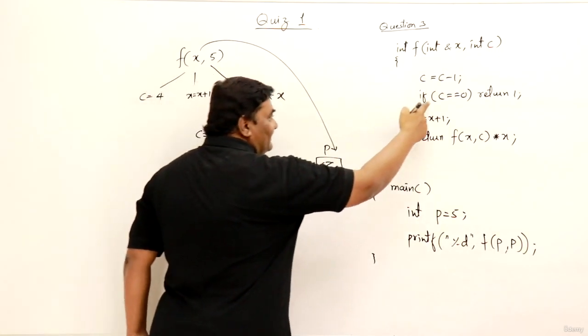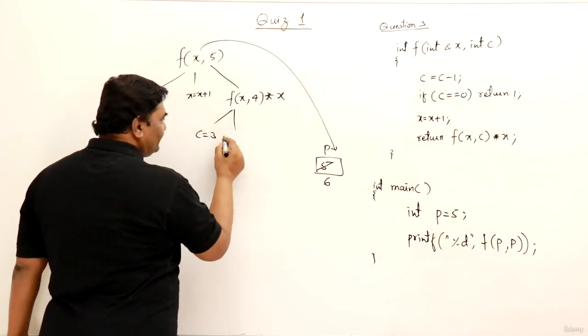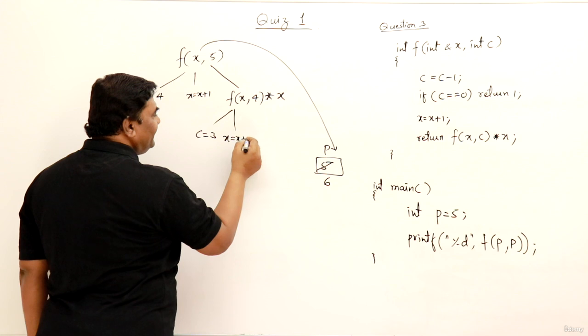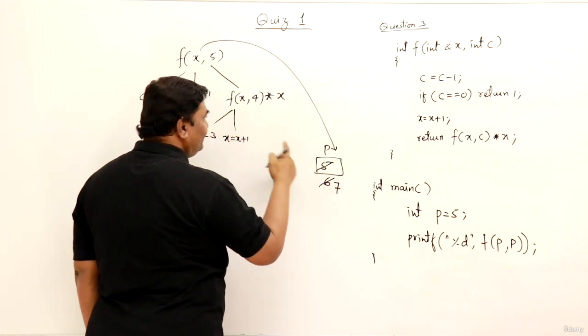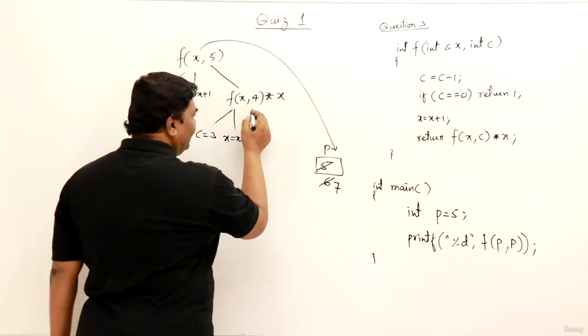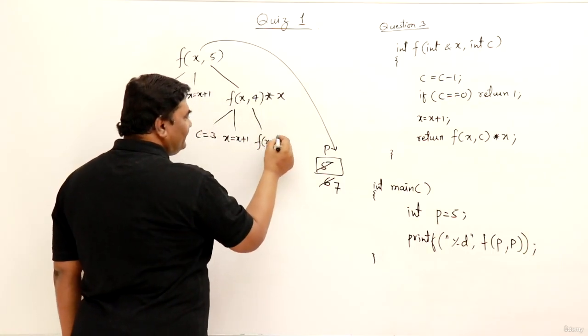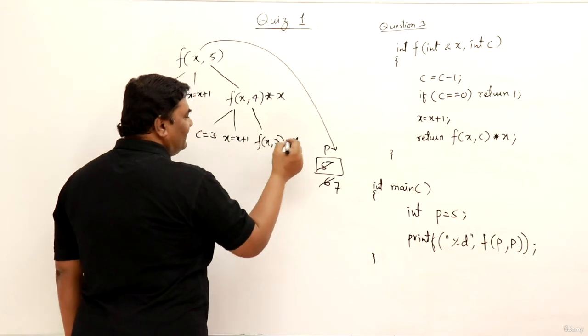Then c, is it 0? No. So x assign x plus 1. So x assign x plus 1 will make it 7, because this x is nothing but this one. Then call itself again by passing x comma c value is 3 and into x.